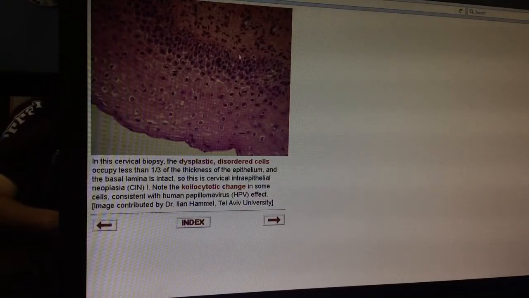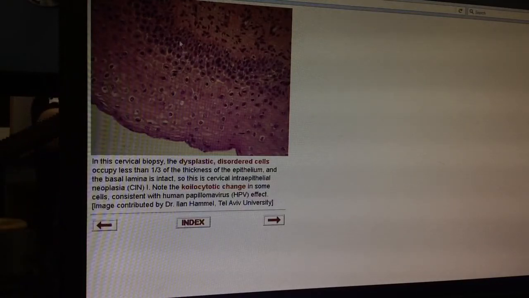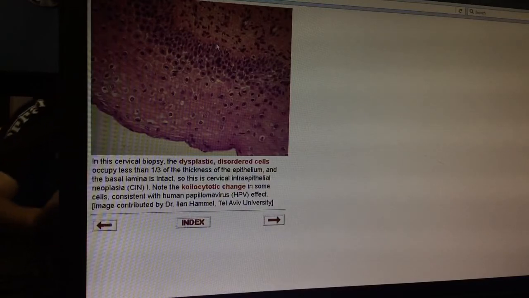So the cells are hyperchromatic here, but the dysplasia is not extending throughout the thickness of the cervical epithelium. It is just at the lower third. When it is just at the lower third, we call it grade 1 dysplasia or mild dysplasia.